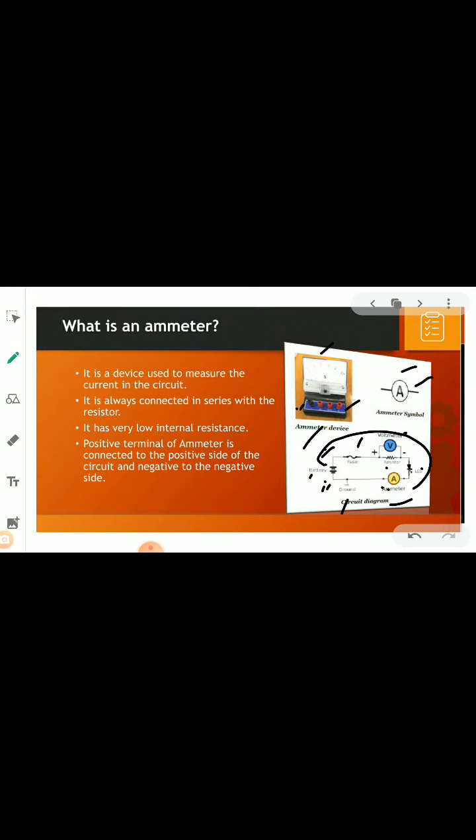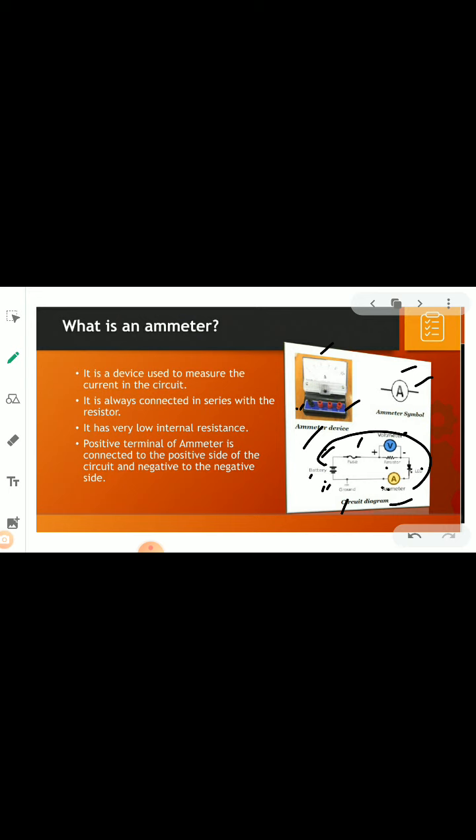So you have to remember this. And also one thing you have to remember, ammeter is having very low internal resistance. About the resistance you are going to study in the next class. And you have to remember, always the ammeter is connected in series. Series connection means end-to-end connection.